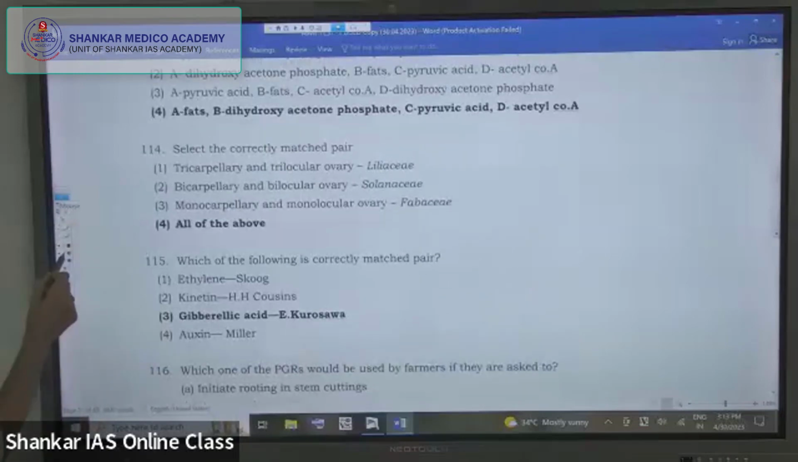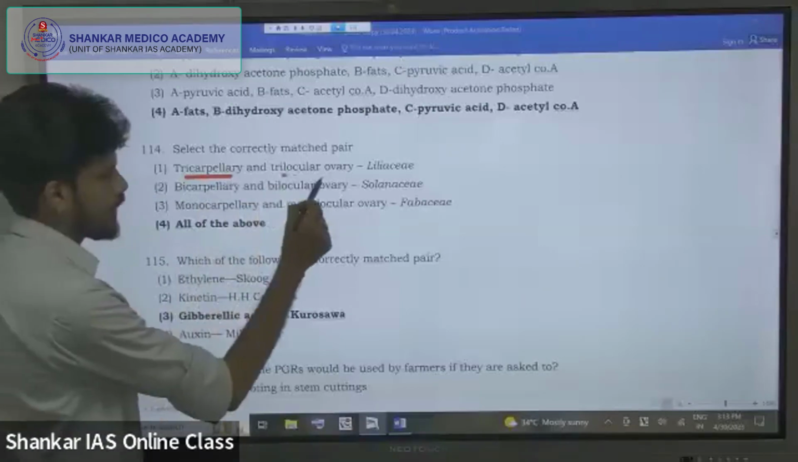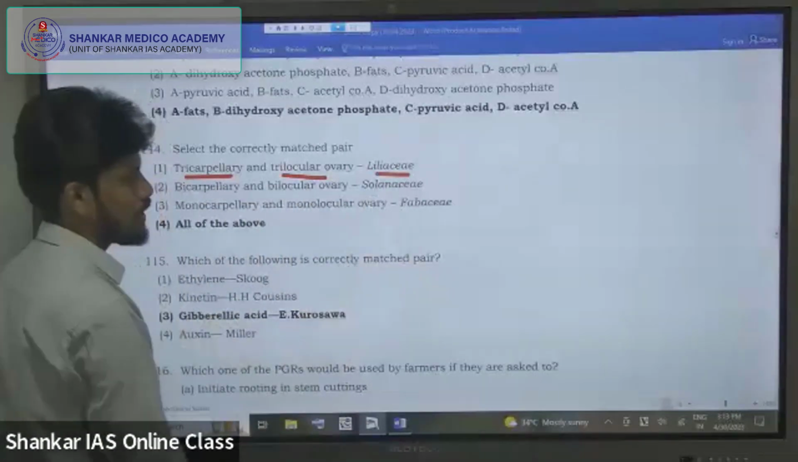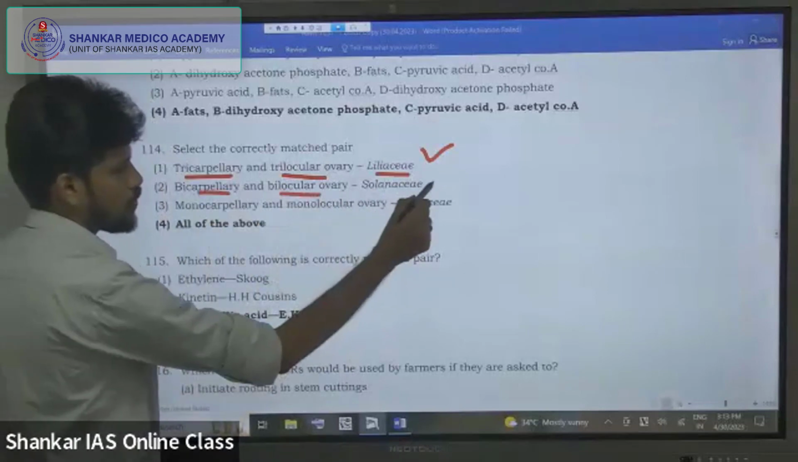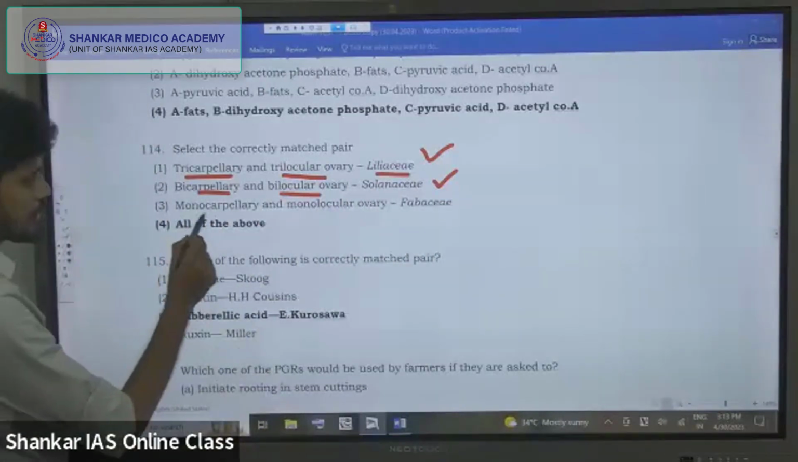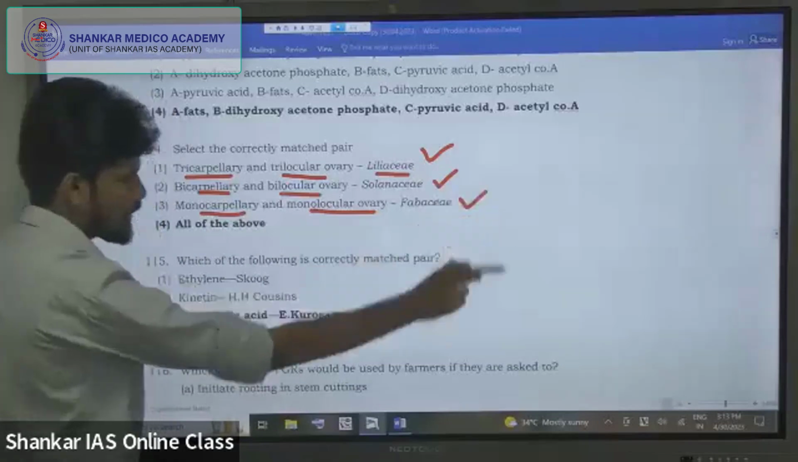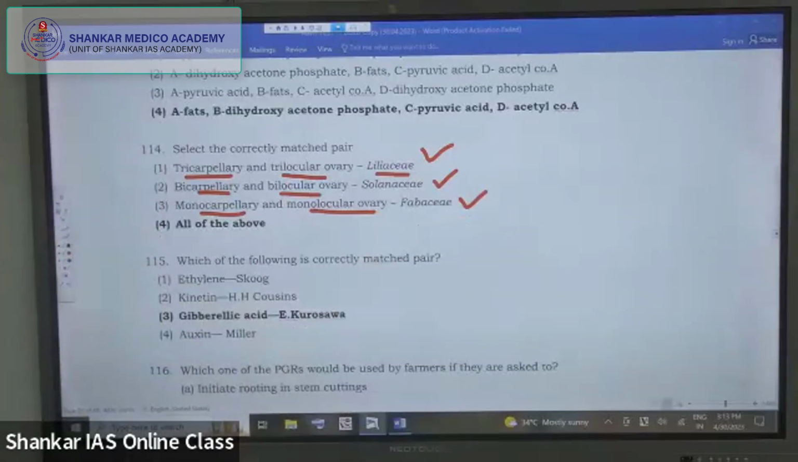Then select the correctly matched pair. Here, tricarpellary, trilocular ovary belongs to the family Liliaceae, it is correct. Bicarpellary, bilocular ovary will be the Solanaceae, that is also correct. Monocarpellary, monolocular ovary will be the Fabaceae. So all of the options given are correct.